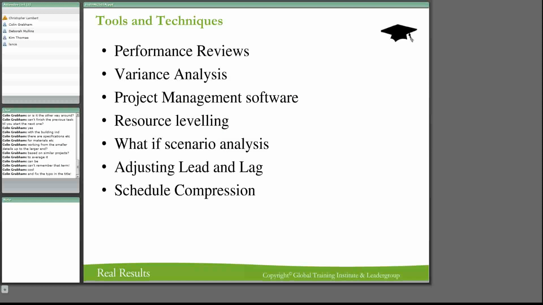Then we do performance review. A performance review looks at what you've actually done, what you've accomplished, and then you look at the variance between what your baseline said it should be and your actual. And the same goes for your variance analysis. Now that's where project management software really comes in. And then you can go around and redo your resource leveling if you've had delays put in, or lead and lag time, which I haven't actually talked about.